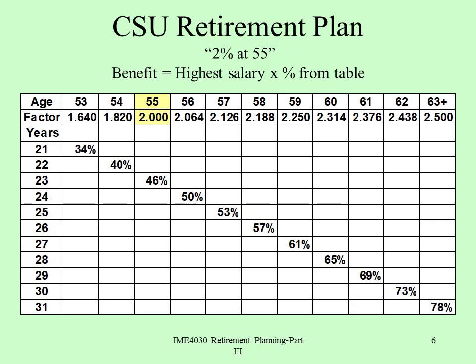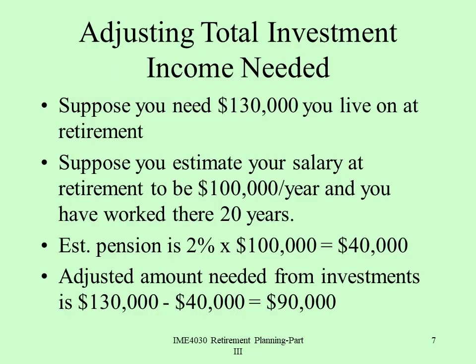Let's go to slide number 7 and now figure out how to adjust our total investment needed. Let's suppose we're going to need $130,000 because we're using a higher tax multiplier because we're going to have a pension. And let's say that you had worked for a company for 20 years and your final salary was estimated to be $100,000. You're going to get $40,000 from your pension plan. So we're going to subtract that $40,000 from the $130,000 you're going to need, which means $90,000 needs to be provided by your own retirement investments.